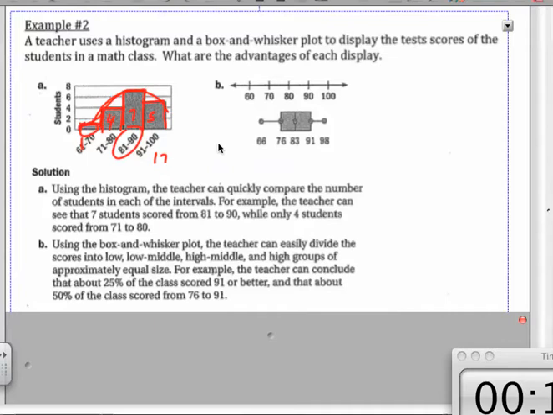Okay. Now, this says, using the box and whisker plot, the teacher can easily divide the scores into low, middle, and high groups of approximately equal size. Okay. For example, the teacher can conclude that about 25% of the class scored 91 or better. About 25%. Yep. And that about 50% of the class scored between 76 and 91. All right? So it gives you a good sense of where people are falling.